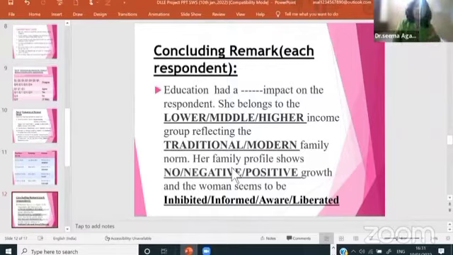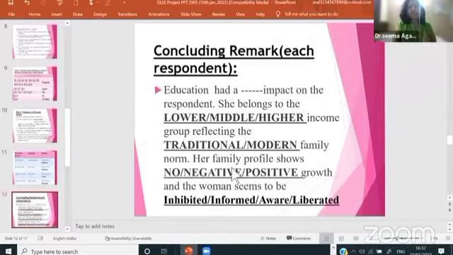So for each and every woman, you write the concluding remark. A concluding remark is whether education had or had not impact on the respondent. She belongs to the lower, middle, or higher income group. That depends upon her family income, her socioeconomic status. If it's less than 5,000, then that is the lower. If it is 5 to 8,000, then she belongs to the middle income group. And if it is greater than 8,000, we can say that she belongs to the higher income group.